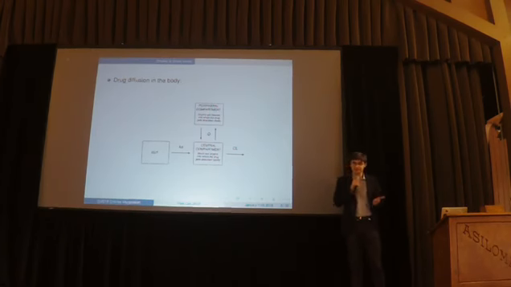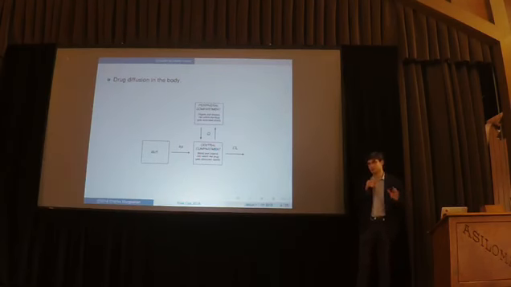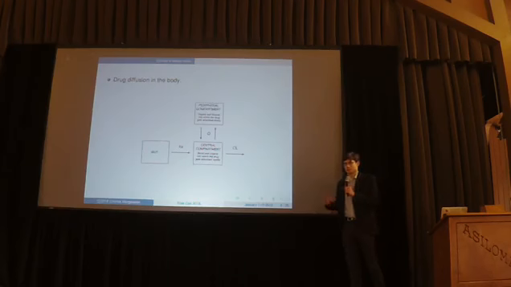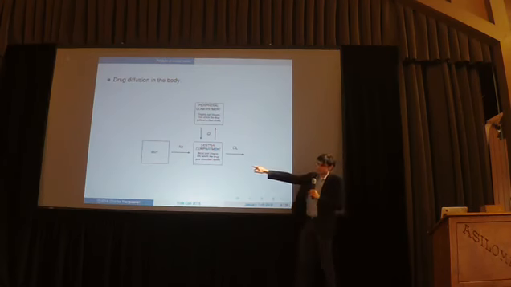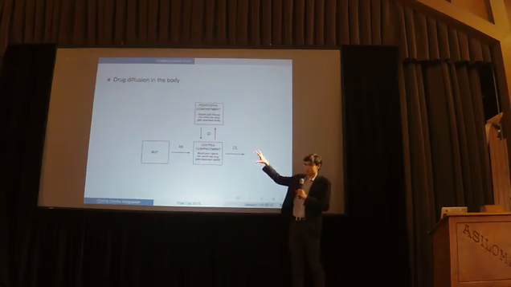So maybe it's targeting a disease. It may also have some undesired toxic side effects. Today I'm only going to focus on drug diffusion, just to keep it simple. And this is your archetype pharmacometrics model where you have a drug that enters the body through the gut, so if the patient is taking the drug orally, and then it's going to diffuse into various compartments.